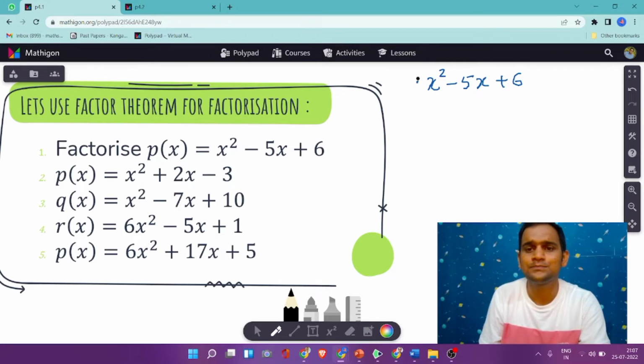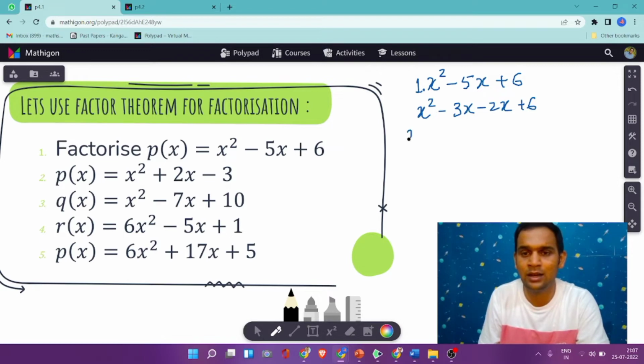So over here, the coefficient is 1. So 1 times 6 is 6. So that means we have to split minus 5 in such a manner that its multiplication is plus 6, and its addition is minus 5x. So obviously x square minus 3x minus 2x plus 6. So minus 3 times minus 2, if you do, you'll get a plus 6. That means our splitting is correct.